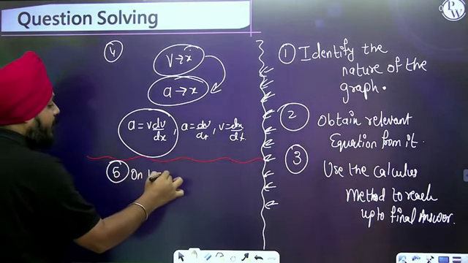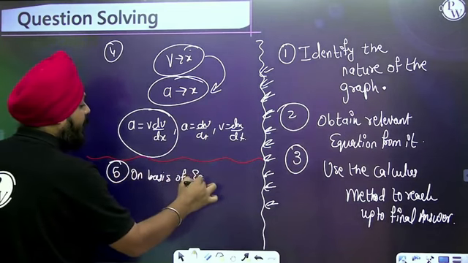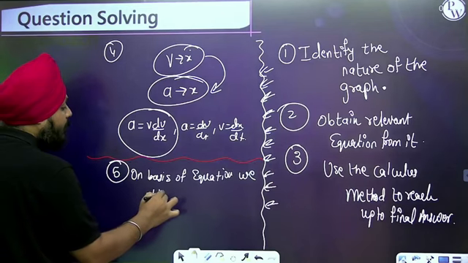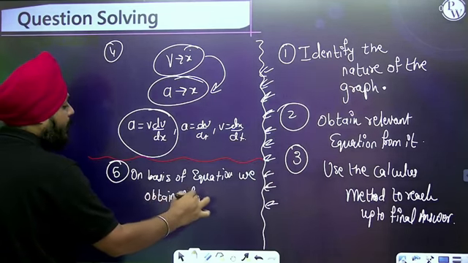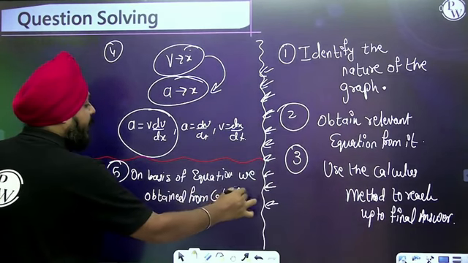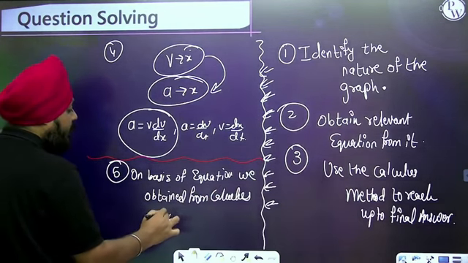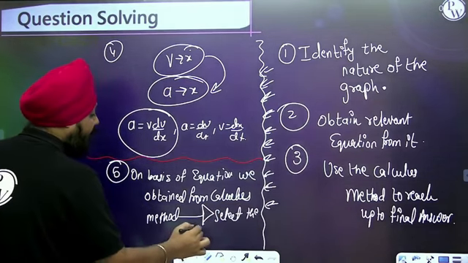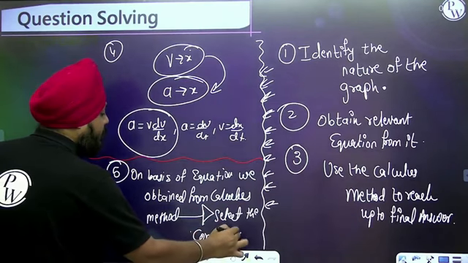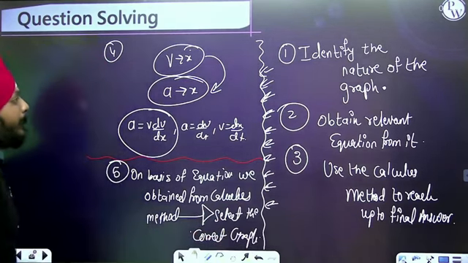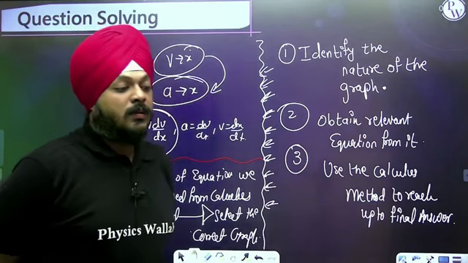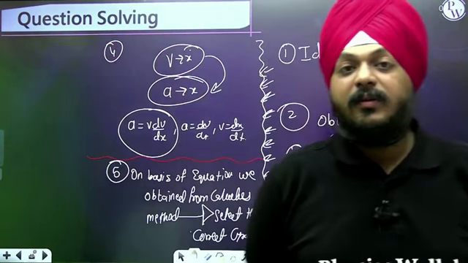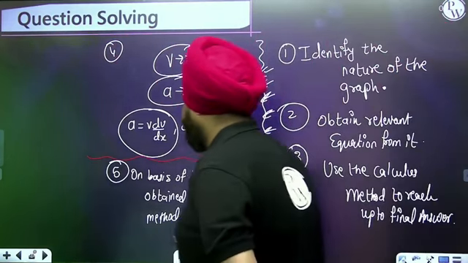On the basis of the equation we obtained from the calculus method, select the correct graph. It means it is a very simple thing.